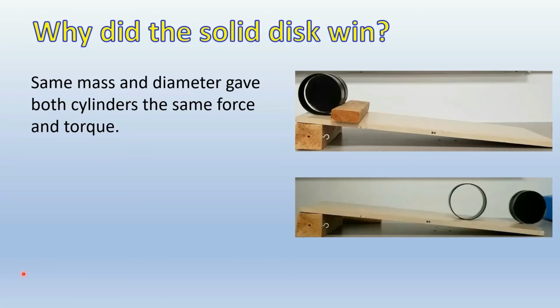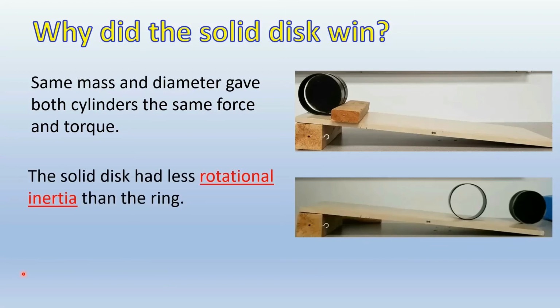When I look at this observation, it actually makes me think that there should have been a tie. If they had the same force and the same torque, wouldn't they roll down in the same way, and so they would tie at the bottom? Well, the missing piece to this question is a concept known as rotational inertia. The solid disk had less rotational inertia than the ring. If you're not familiar with the concept of rotational inertia, don't worry about it. We'll discuss it later in the semester.